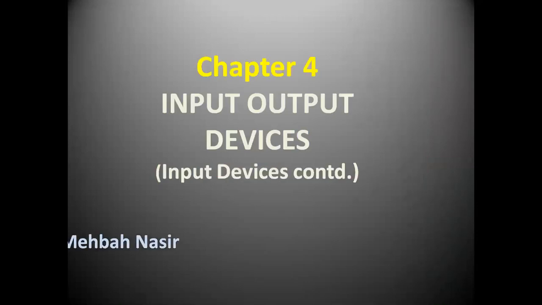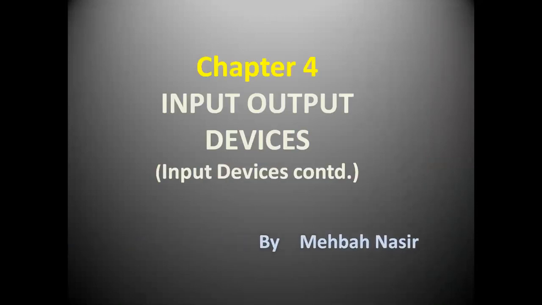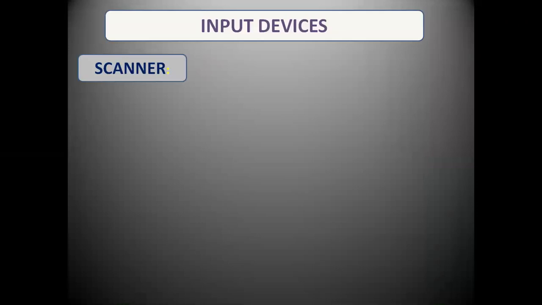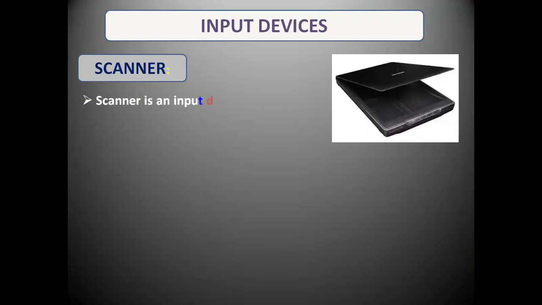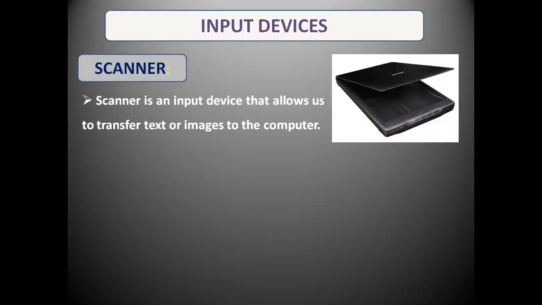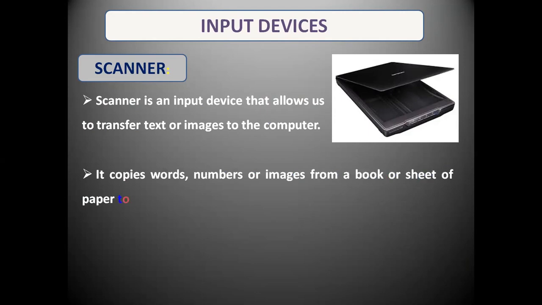We are talking about input and output devices, and today is the last class of input devices. I'm your teacher, Mehbah Nasir, and the first device that we are going to talk about is the scanner. Scanner is an input device that allows us to transfer text or images to the computer. It copies words, numbers, or images from a book or a sheet of paper to the computer's memory.